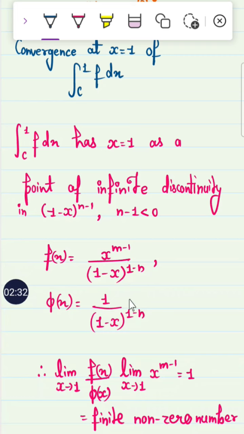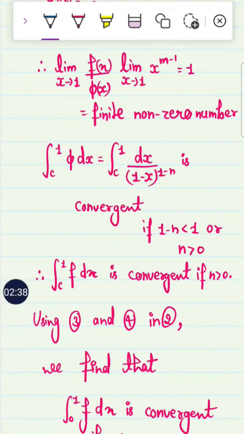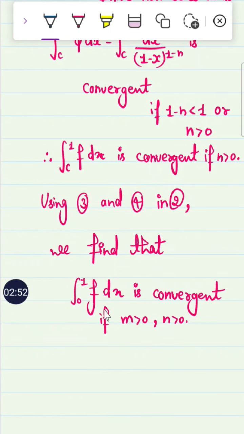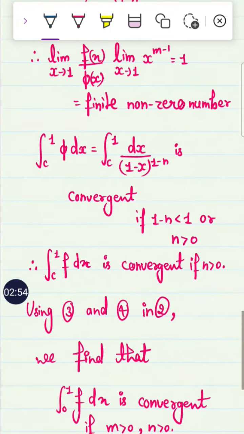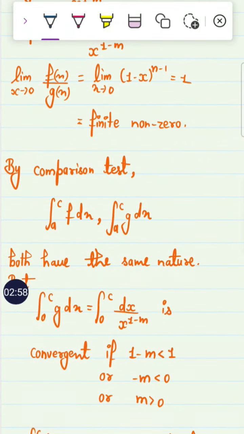Phi(x) is given, then taking the limit of this, which is a finite number, and since it is a finite number, the integral from c to 1 of phi dx is convergent if n is greater than 0. Okay, now the integral of this is convergent if n is greater than 0. So we will find that the integral from 0 to 1 of f dx, how it is, because c to 1 is the limit and there exists f from 0 to c and from c to 1.